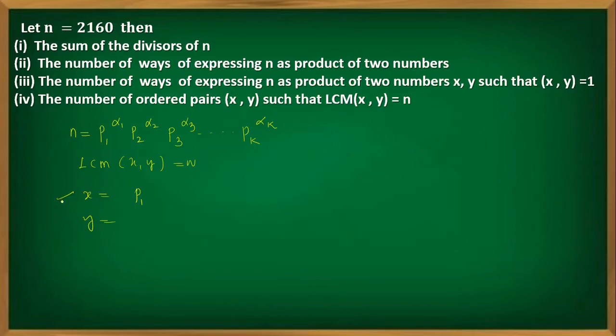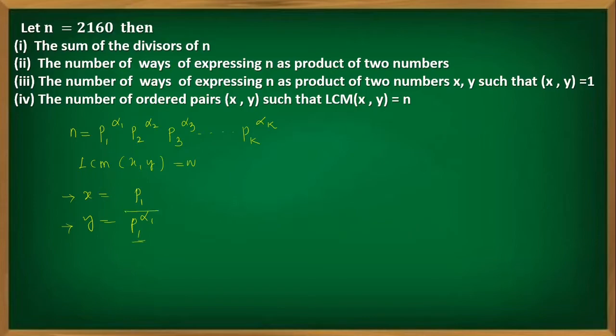We must have that, because whenever you are calculating LCM, you will take the maximum power of p1. And if you want to get LCM n, it means you want the maximum power to be alpha 1. So if I take p1 here, what do you have to take here? P1 to the power of alpha 1. So one of x comma y must contain p1 to the power of alpha 1.